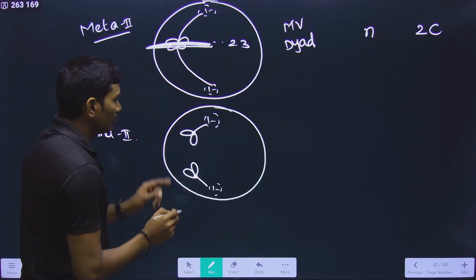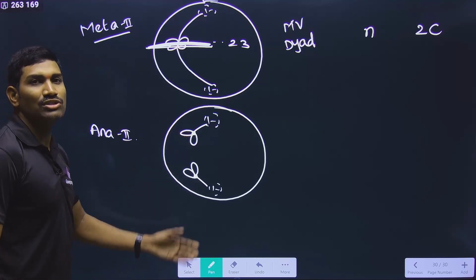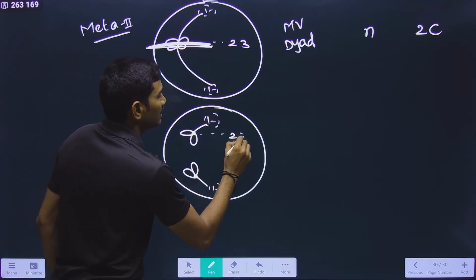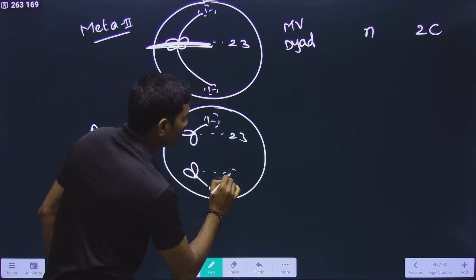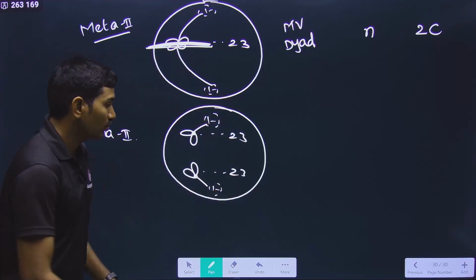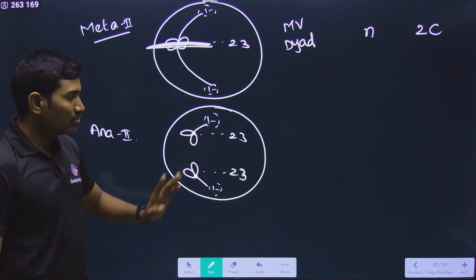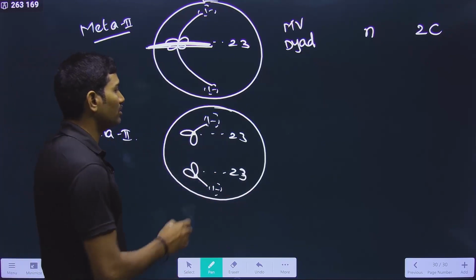Both the daughter chromosomes are having their own centromeres. And the next point is, upper 23 will go on the upper side, bottom 23 will come on the bottom side. Observe the number also. Many students are not noticing the number. You need to notice the number also. Now what will you need to do?